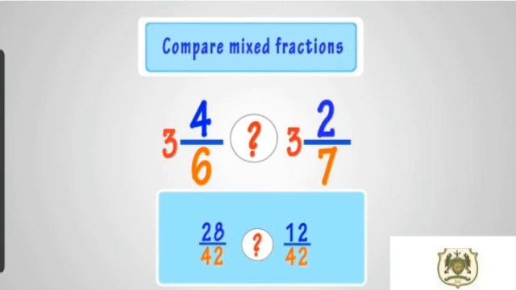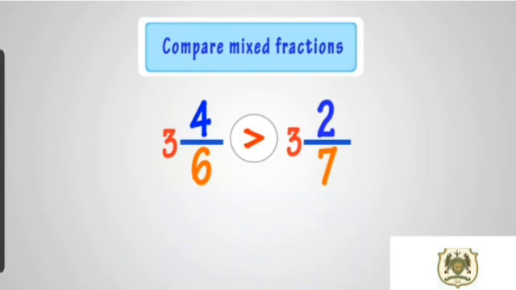Now it is very easy for us to compare as 28 is bigger. So thus 28 upon 42 is the greater fraction, or 3 and 4 upon 6 is a greater fraction than 3 and 2 upon 7. So this is the way we compare the mixed fractions, children.